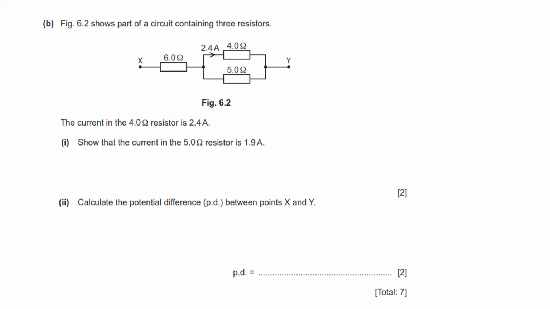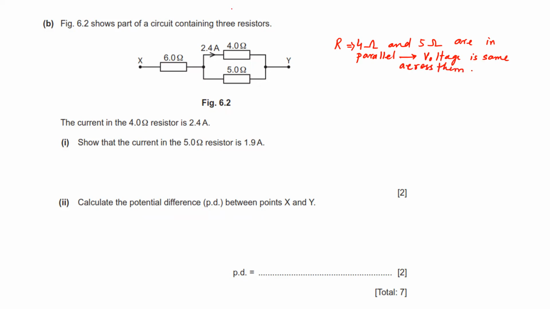1.9 amperes. Okay. Since these two resistances, 4 ohms and 5 ohms, are in parallel, both resistances are parallel. It means that the voltage is the same across them.